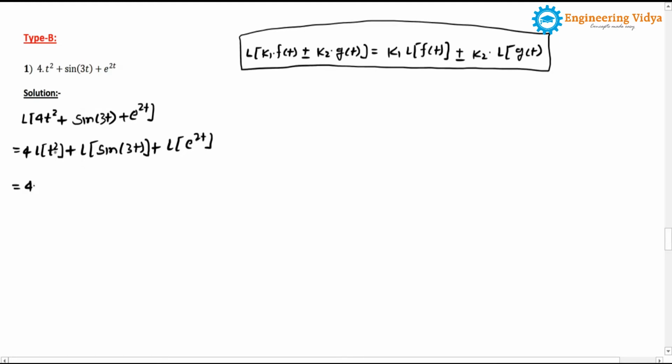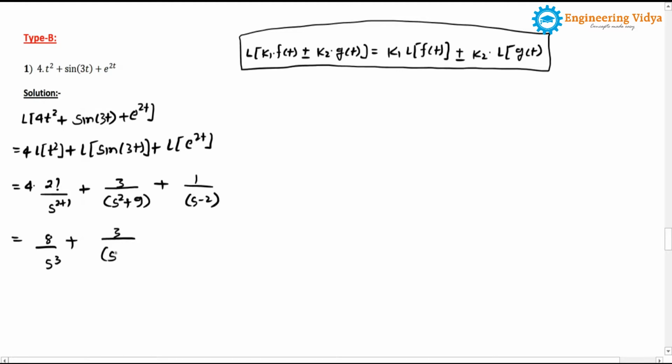For t raised to n, the Laplace transform is factorial of n upon s raised to n plus 1, so here it is factorial of 2 upon s raised to 2 plus 1. The Laplace transform of sin of 3t will be 3 upon s square plus 3 square, which is 9, and the Laplace transform of e raised to 2t will be 1 upon s minus 2, right? Factorial of 2 is 2, and 2 fours are 8, so 8 upon s raised to 3, plus 3 upon s square plus 9, plus 1 upon s minus 2. So this is the final answer of problem number 1. I hope you understood this problem, right?